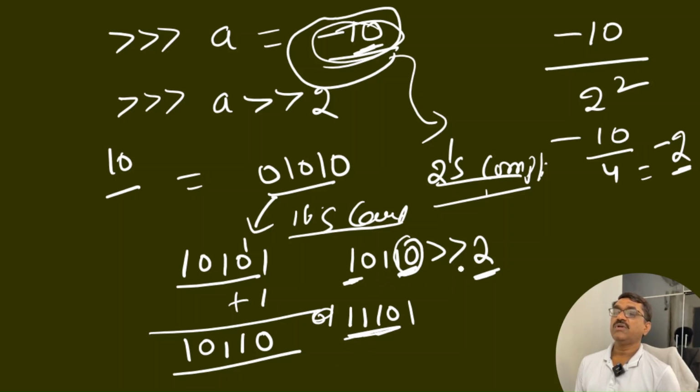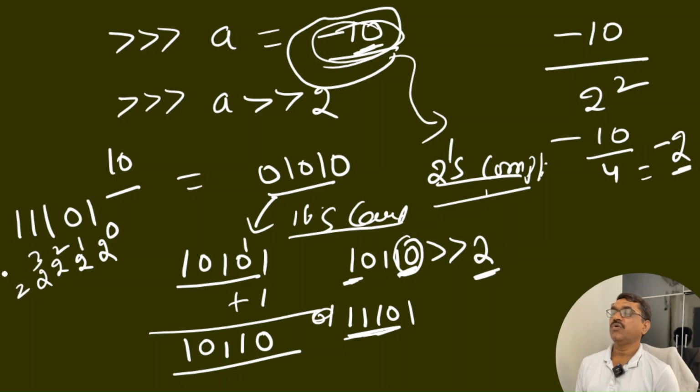Now after performing the right shift operation for 10110, we are obtaining 11101. Now how to get the decimal equivalent of this? Just you do one thing: 2 to the power of 0, 2 to the power of 1, 2 to the power of 2, 2 to the power of 3, and 2 to the power of 4.